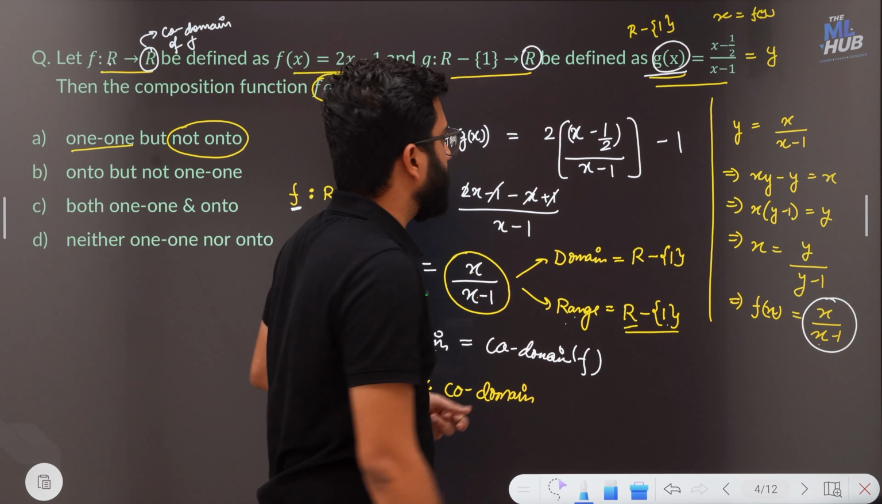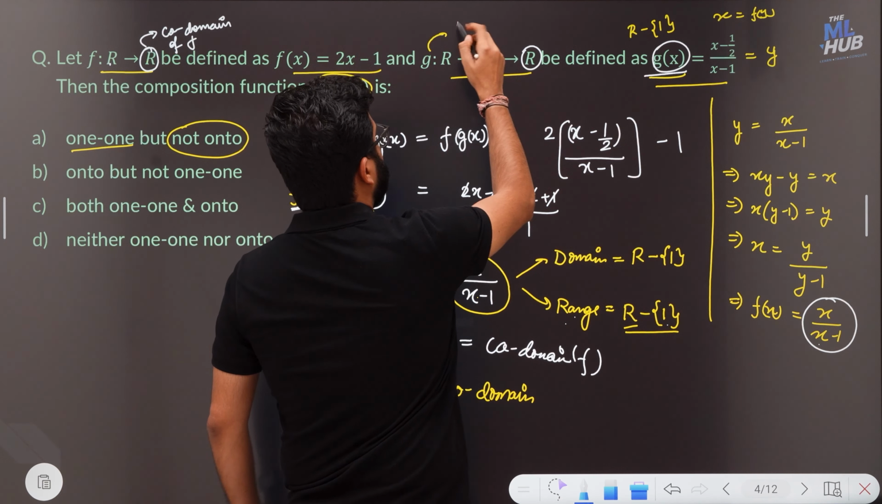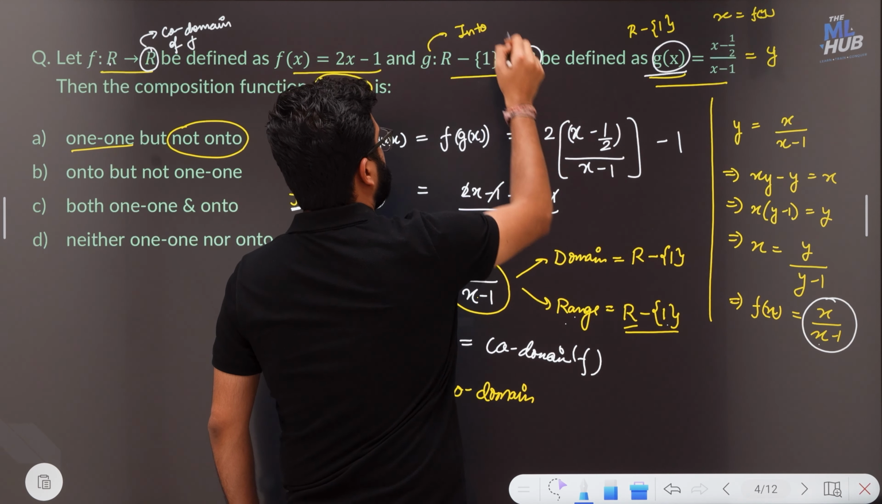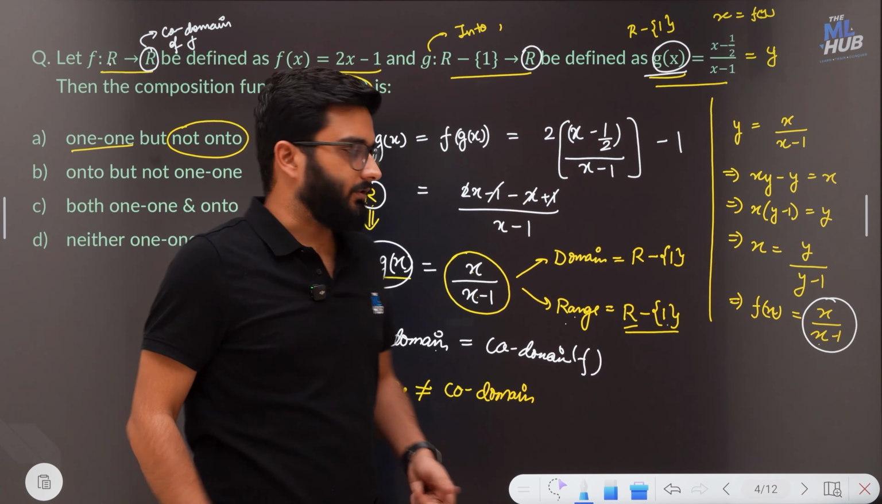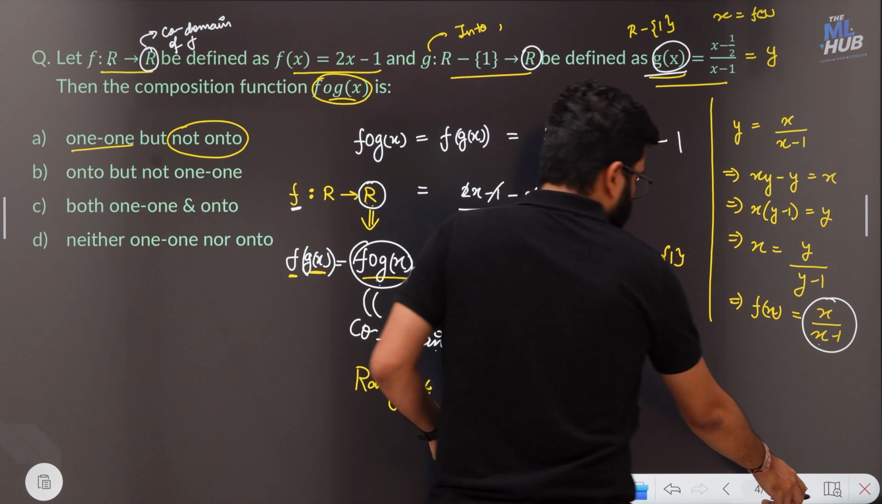g of x is into. So this will also be an into function. And the same holds for f of g. f of g will also be an into function. Alright.